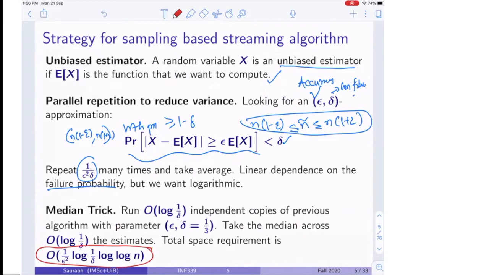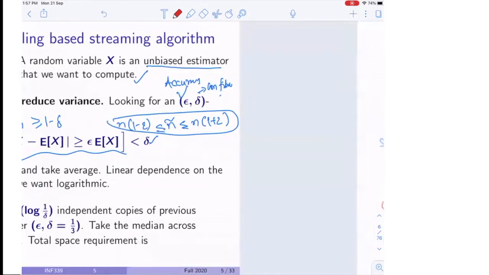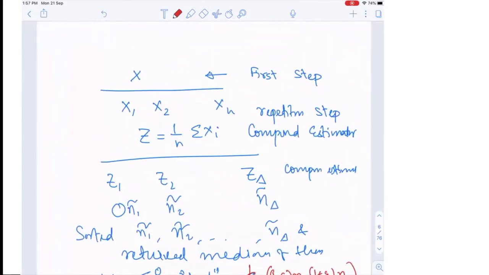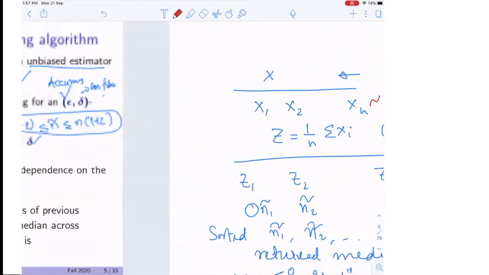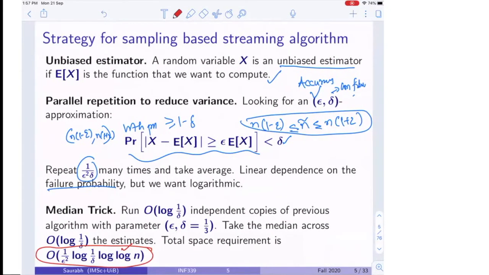Now, because of the way I explained it to you, how much was the total space requirement? Look, each of these at least remembers a number of size log n. So you need log n bits, right? And how many compound estimators did we have? Log 1 over delta compound estimators. What was h here? h here is roughly 1 over epsilon square times delta. But delta is some constant because we are applying delta with 3. So you basically get 1 over epsilon square, log 1 over delta, log n. Okay, so this is the algorithm which we gave.